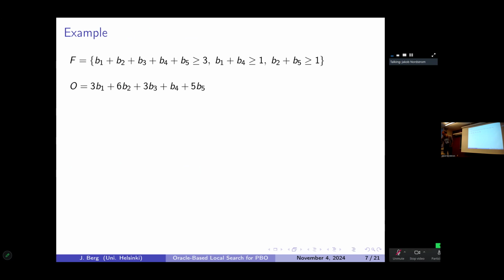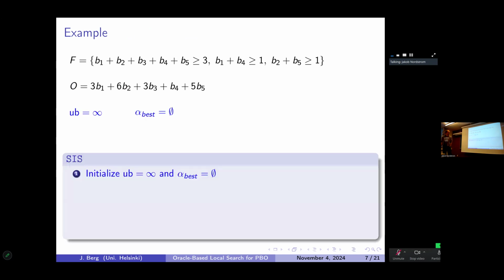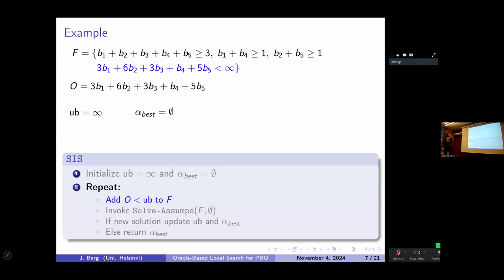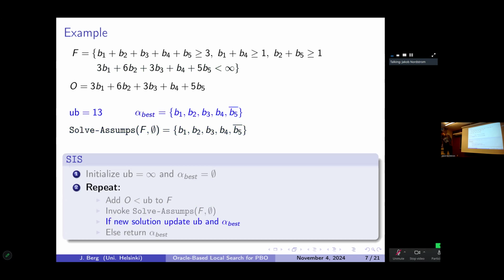Straightforward example on the same instance. You conceptually initialize your upper bound to infinity and your best solution to nothing. The first call will essentially be: get me anything. Assume we get something like this. This has cost 3 plus 6 plus 3 plus 1. Let's see if I did it right. Yes, 13. You update your extra constraint. You invoke the solver again, and now it could get you many different things, but for the purposes of this presentation, let's say it gets you the optimal one.